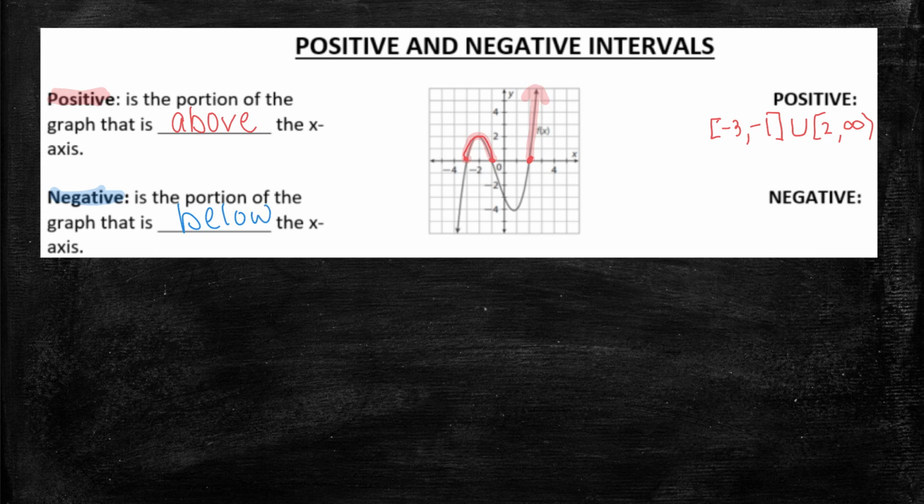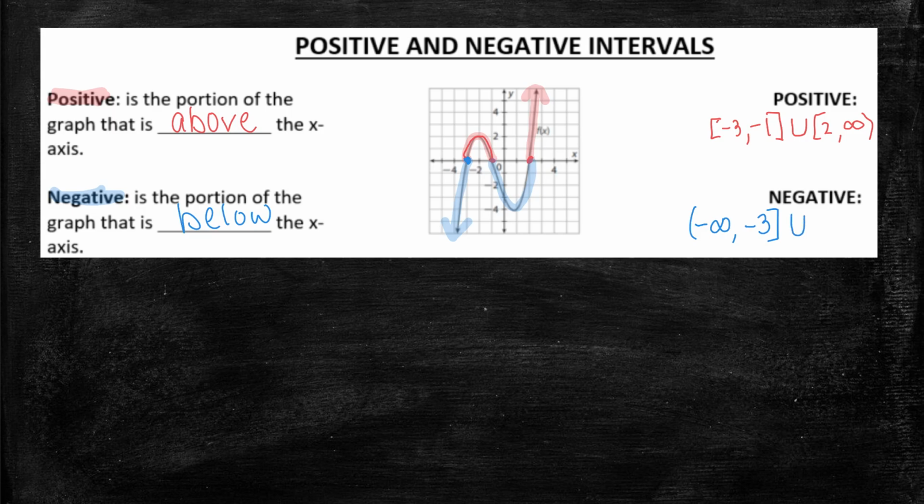So if we look at our graph here, this section is below the x-axis and this section is below the x-axis. So now let's write those intervals. So the first interval is negative infinity up to -3. Negative infinity will be a parenthesis, -3 will be a bracket.